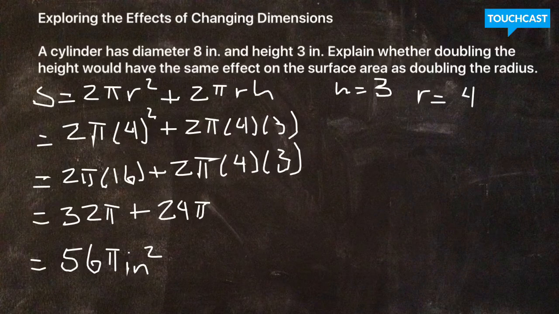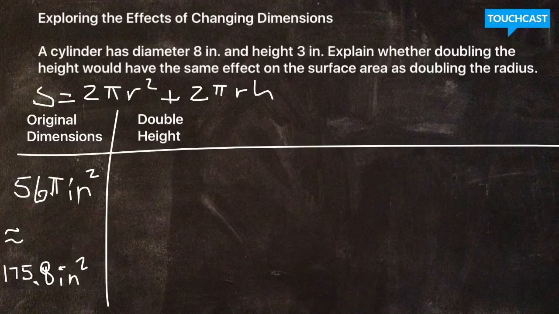So now let's double the height. Before we double that height, we could approximate 56 pi inches squared to be about 175.8 inches squared if that interests you. So now let's find the surface area if we double the height.